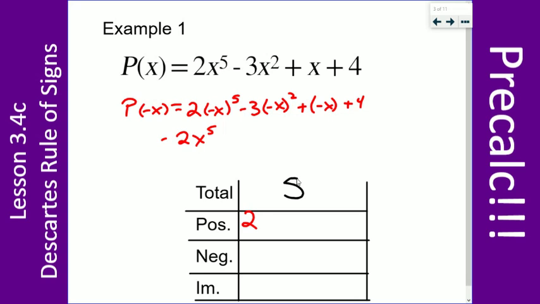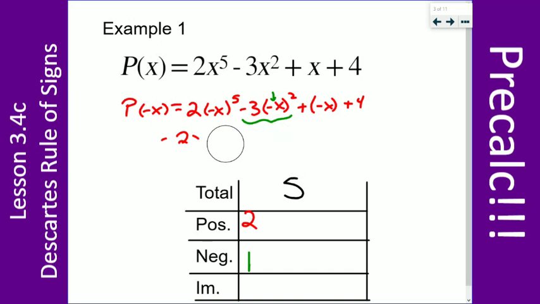And then if we have this term right here, negative x times negative x is going to be positive x squared. So this sign does not change. It stays at negative 3x squared. Plus a negative x, or just minus x, plus 4. So now we count our sign changes. Negative to negative, there's nothing there. Negative to negative, nothing there. And then negative to positive, so there's one sign change there. So we have one negative sign change.